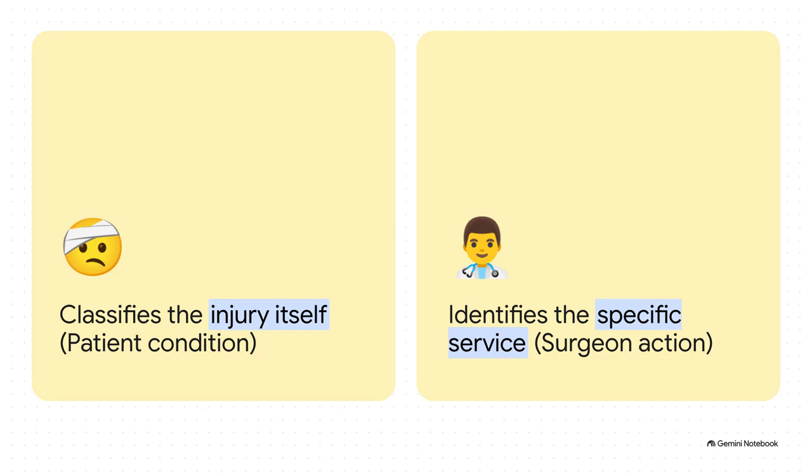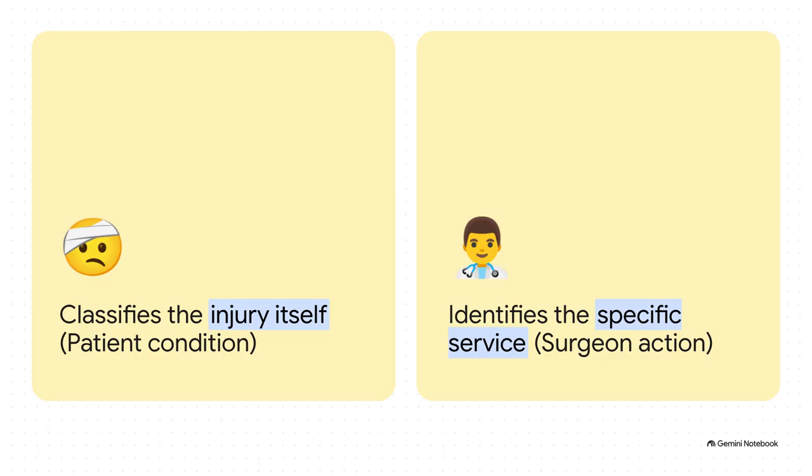And this right here is the absolute root of the problem. It's confusing the patient's condition with the surgeon's action. Okay, so breaking down this divide, ICD-10 is purely about the injury itself, right? Right. It describes the patient's condition the moment they arrive, like that traumatic open wound we just talked about. CPT, on the other hand, is strictly about the specific service. It is the surgeon's action.